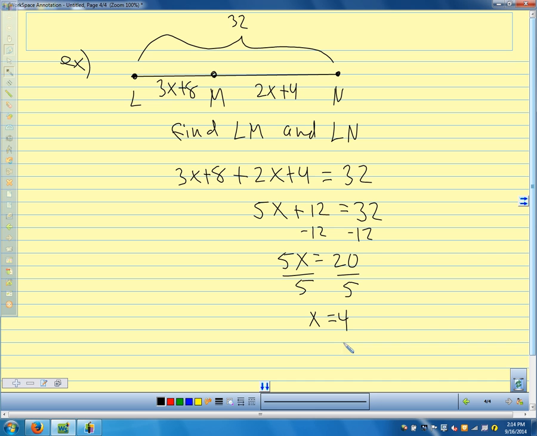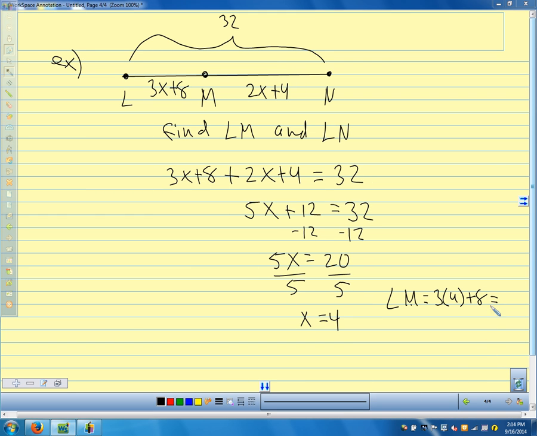All right, now I'm done, right? No? We have to plug in 4. It doesn't say find x. It says find LM and find LN. So LM equals, I'm going to plug this in here, 3 times 4 plus 8 equals, 3 times 4 is 12 and 8 is 20. And LN had better come out to what? 12. 2 times 4 plus 4, 2 times 4 is 8, plus 4 is 12.